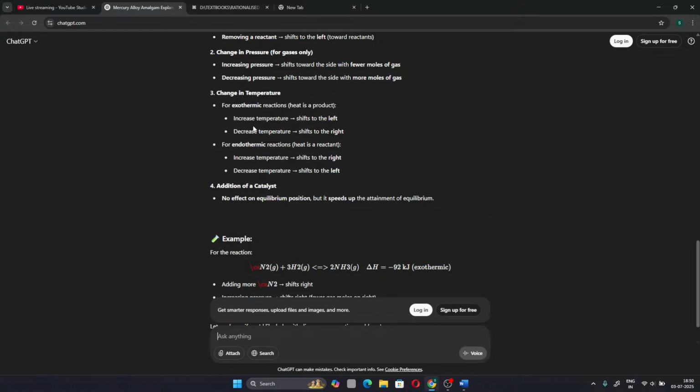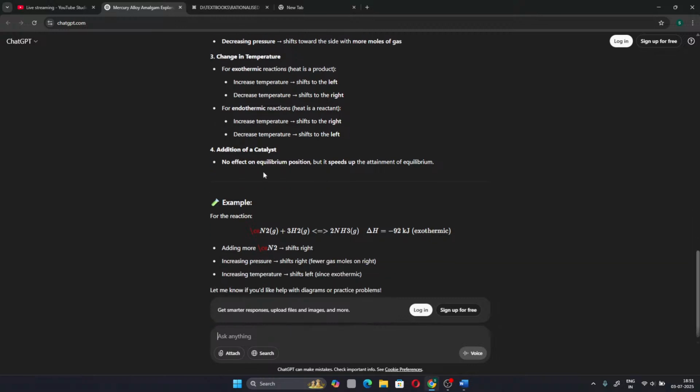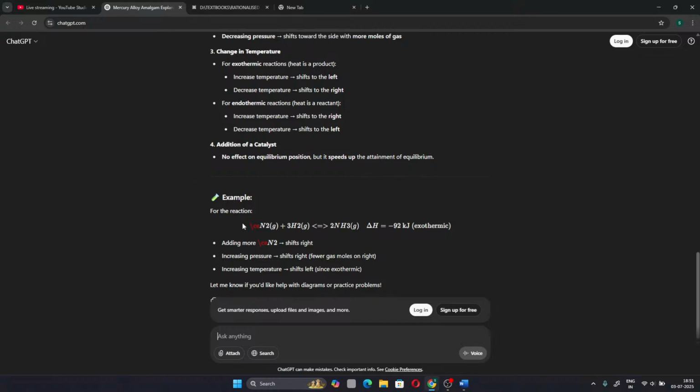Change in temperature: for an exothermic reaction, heat is a product. Increase in temperature for exothermic reactions, as they release heat, shifts the equilibrium towards the left. A decrease in temperature shifts it towards the right. For an endothermic reaction, heat is a reactant, so with an increase in temperature, product is formed. With a decrease in temperature, it goes back to the left, and reactant is formed. Addition of a catalyst has no effect on equilibrium position, but it speeds up the attainment of equilibrium.